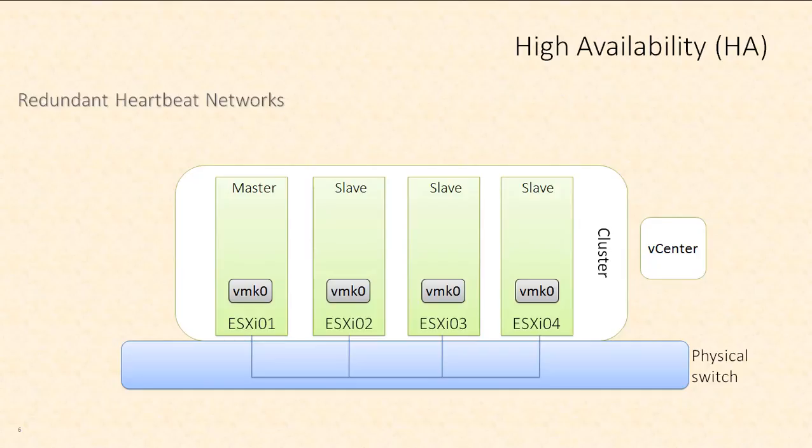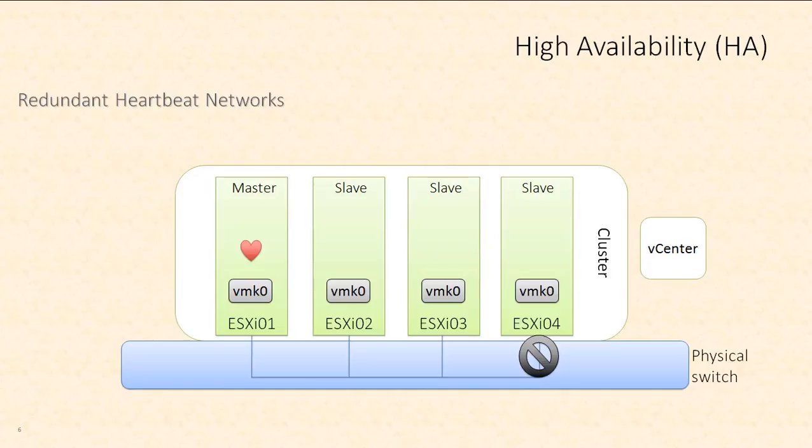Now, one of the important design elements of high availability is to create redundant heartbeat networks. Right, so let's take a look here. We see the master that's sending heartbeats to all the slaves, and all the slaves are sending heartbeats to the master, and then something happens, and our management network connection to host ESXi04 is broken. So now the master is no longer getting heartbeats from that slave. And this could result in the master thinking that that slave has failed, when in reality, it's simply a management network problem that's occurred, and that host is still up and running, and the virtual machines on that host are still running.